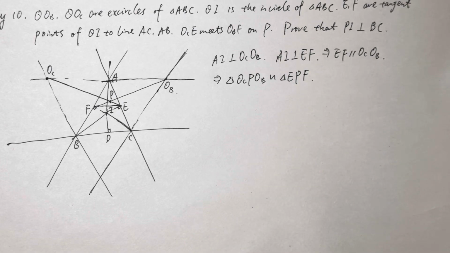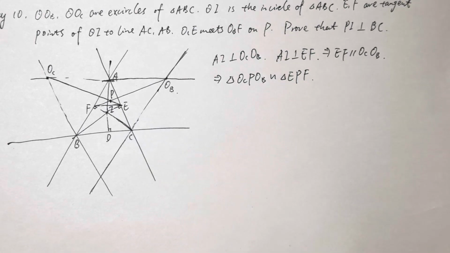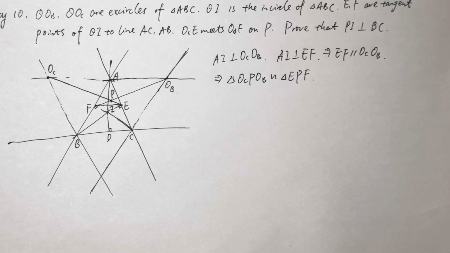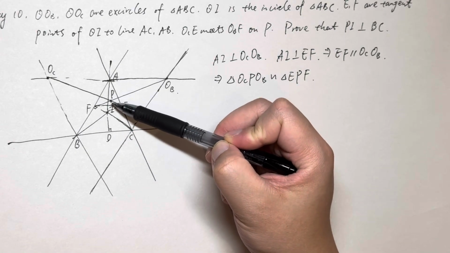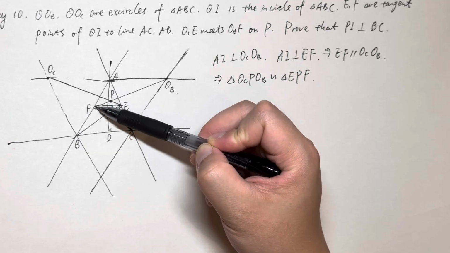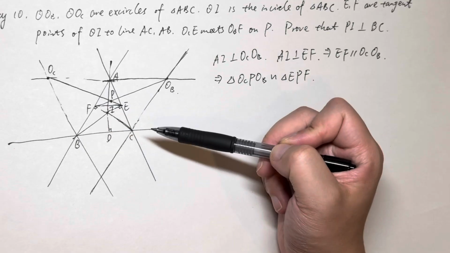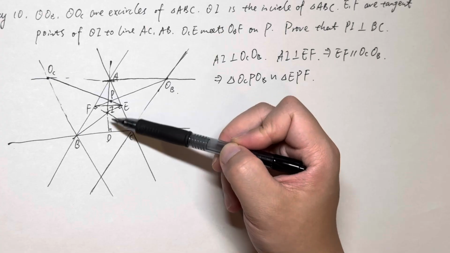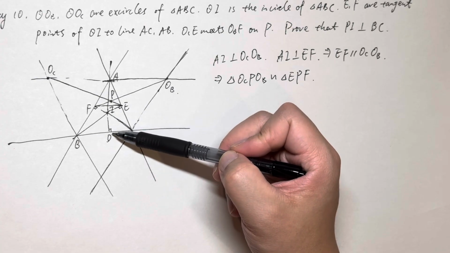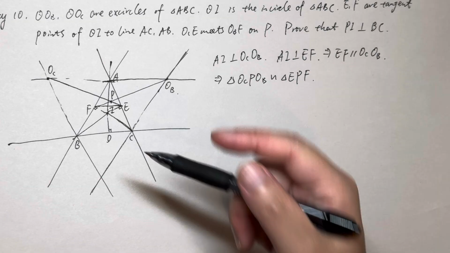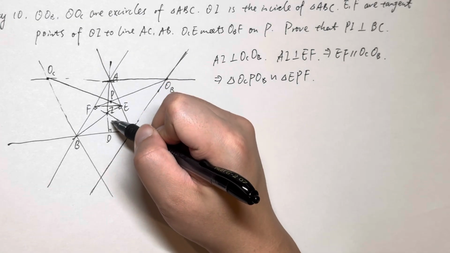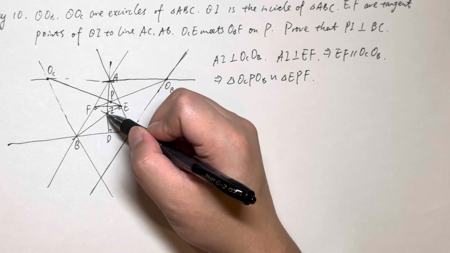Back to the problem that we want to prove P, I, D are collinear. It may be easy to think that we can try to prove that angle PDF equals angle IDF, right? Or angle PDB equals angle PDC, which is a little more difficult. So let's focus on proving that angle PDF equals angle IDF.